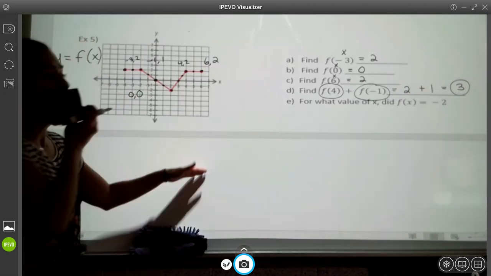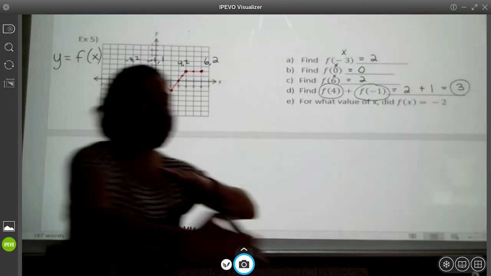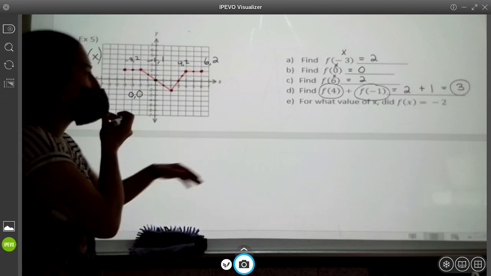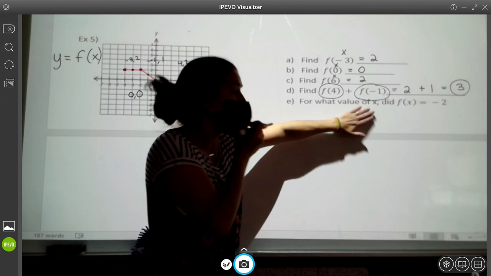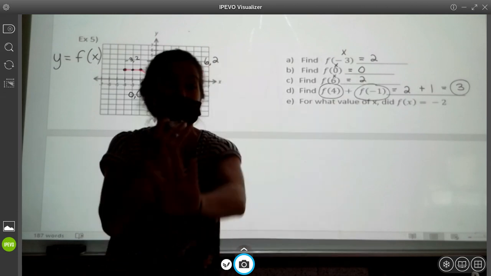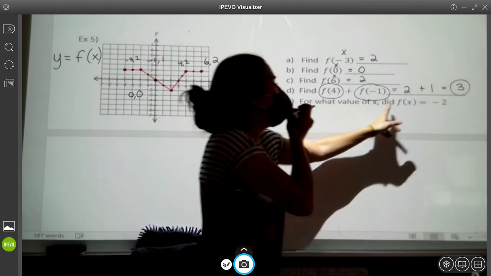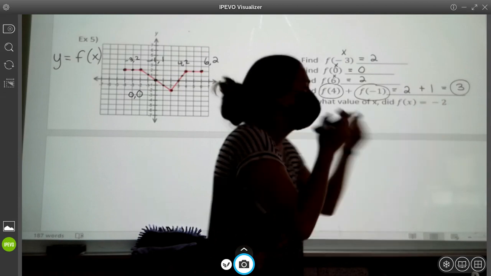Okay. All right, now they threw a curveball at you. Now they're going to reverse it. Watch what they do here. It says, for what value of x? So now your answer is going to be an x coordinate, okay? Did f of x equal -2?